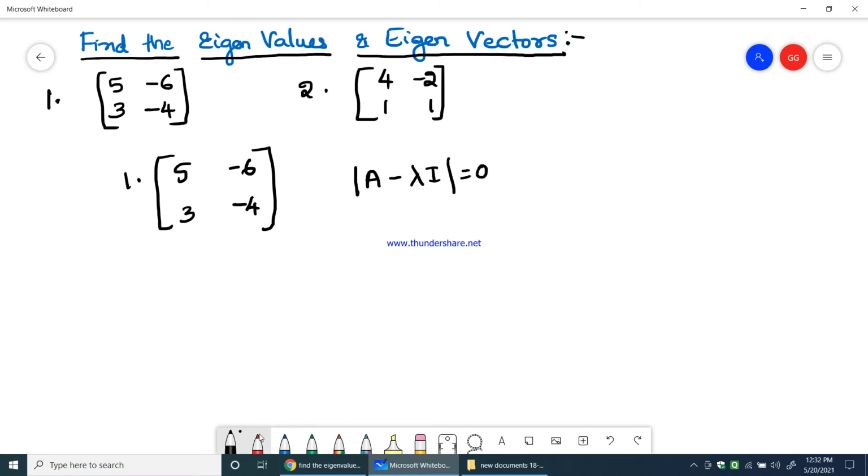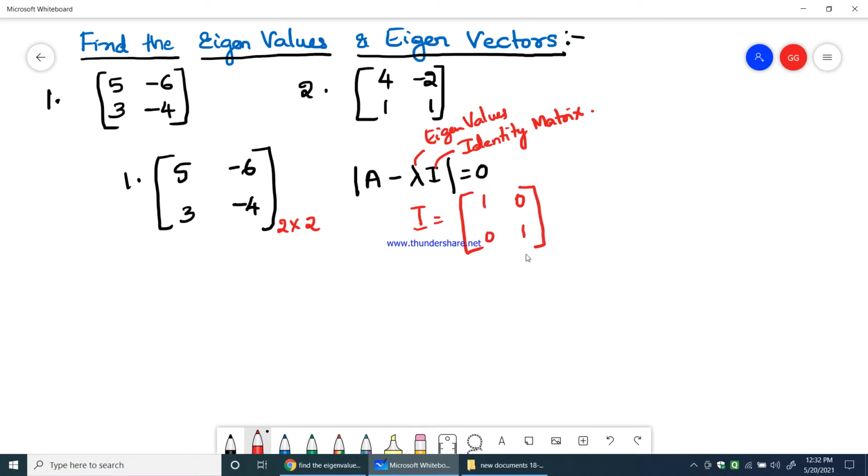Here the lambda is the eigenvalues which we find out, whereas I is nothing but the identity matrix. The dimension of the identity matrix will be equal to the dimension of the matrix A. If we have a 2 cross 2 matrix, then the identity matrix will also be 2 cross 2. Here in this problem it is a 2 cross 2 matrix, therefore we have 2 rows and 2 columns, so the identity matrix I will be equal to 1 0 0 1. This is the identity matrix for this problem.